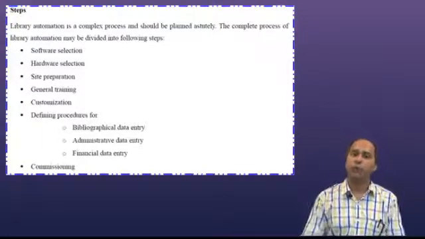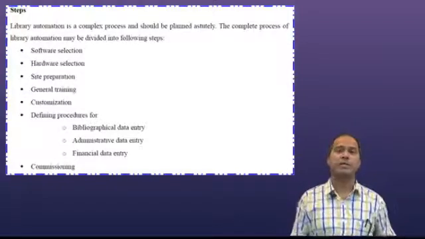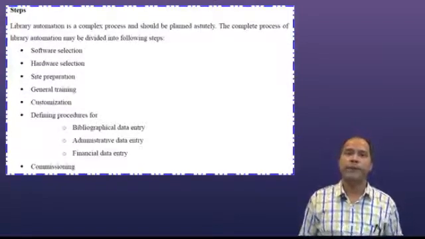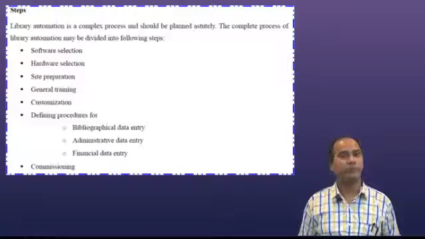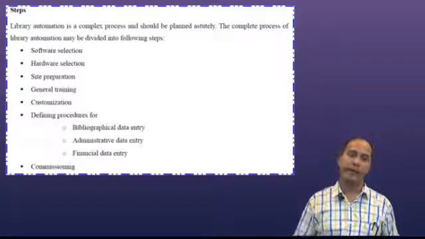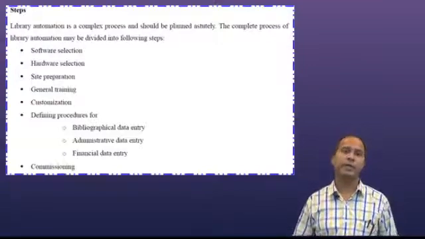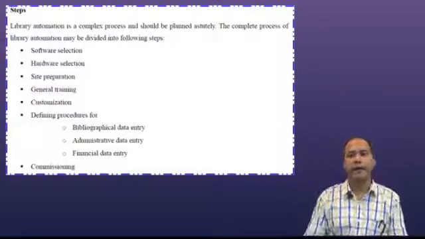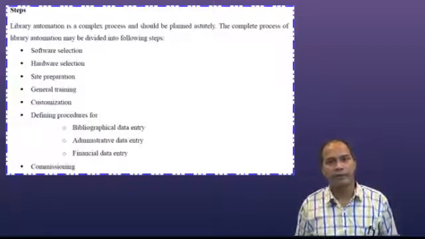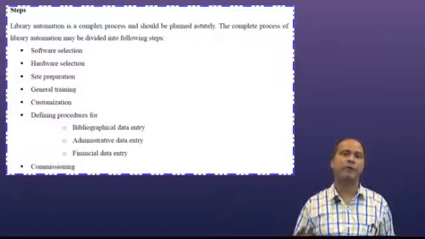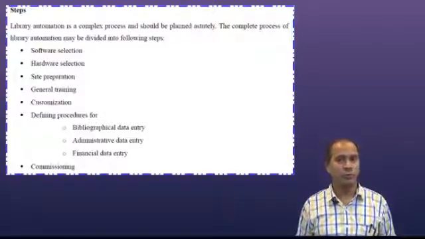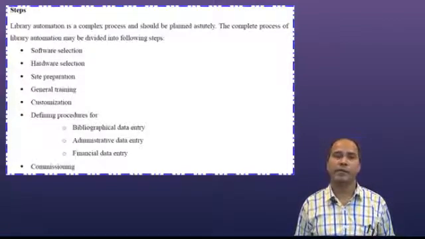After site preparation, you need to start general training of your library staff with that particular software. You need to check the software to see whether any customization is required or not. If it is required, the next step is customization, or making the library software specific to your library. Then you need to define procedures for bibliographic data entry, administrative data entry, and financial data entry. And finally, you can go for commissioning. That means you can start your library automation services. So these are the few broad steps you need to follow when you are going for library automation.